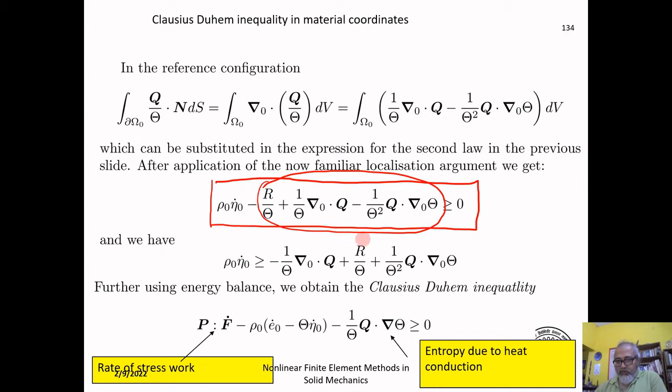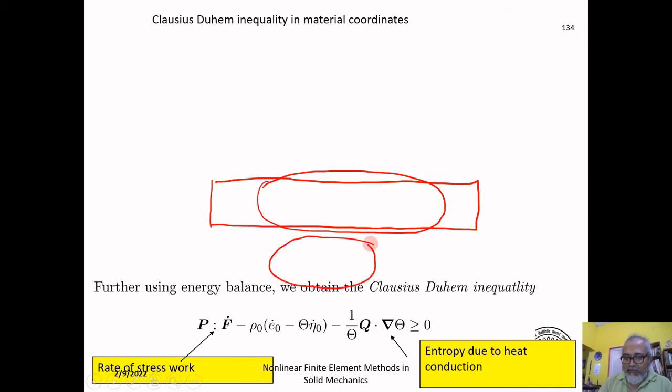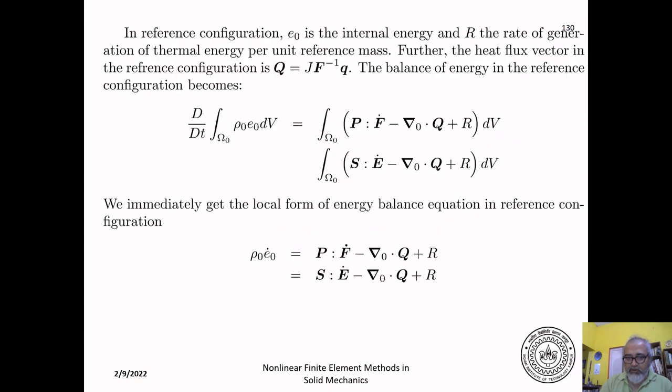Now we can remove a few terms from here, especially these two terms. If we go back to the balance of energy that we had derived before, remember the balance of energy was rho naught E naught dot equal to P dot F dot minus, so we can take these two.